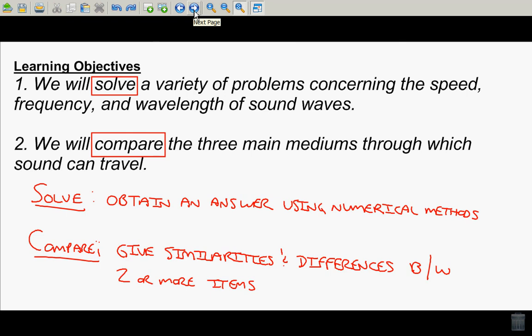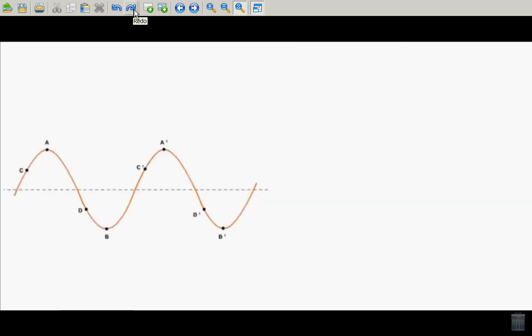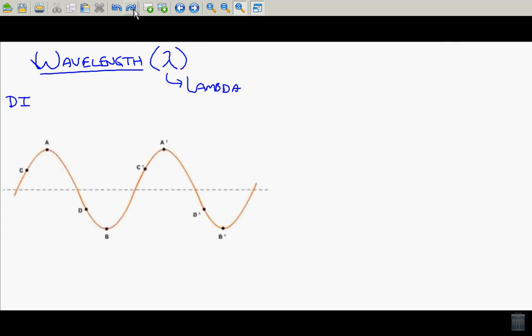Okay, so let's begin our conversation with a talk about wavelength. So first of all, let's define what wavelength is. Wavelength, which is identified using the Greek letter lambda, is basically the distance from the beginning to the end of a wave. So as an example, let's go ahead and take a look at the wave below. And notice that on the wave we have a bunch of different points that have been identified. We have A, and then what's called A1, C, C1, D, D1, and B1.